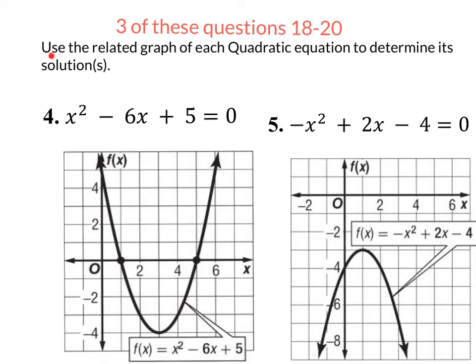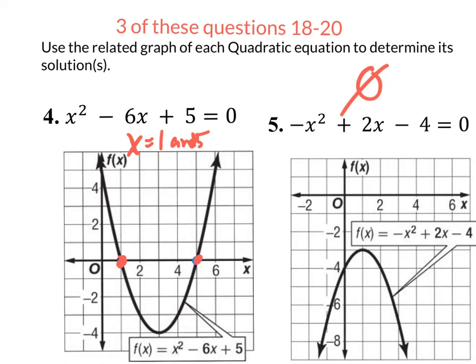The instructions are going to read, use the related graph of each quadratic equation to determine its solutions. So here's your equation, and I want you to give me the answers based on this graph that represents this quadratic equation. So what are the answers to the number 4? 1 and 5. That's it. X equals 1 and 5. Those are the answers. It's ridiculously easy, right? What's the answer to number 5?